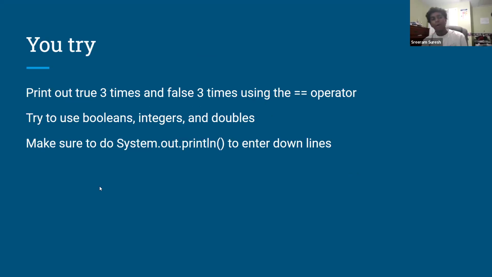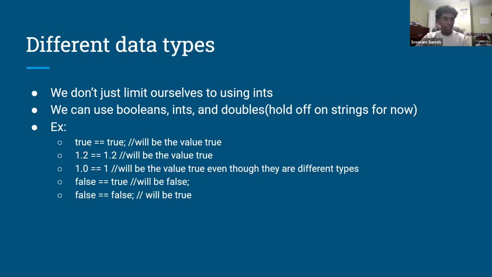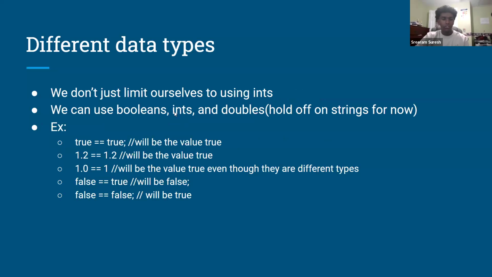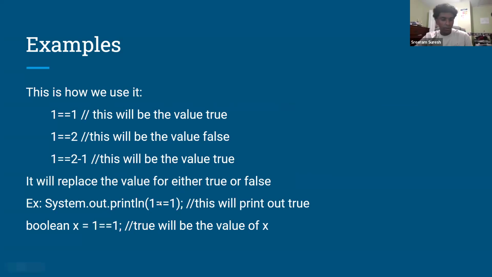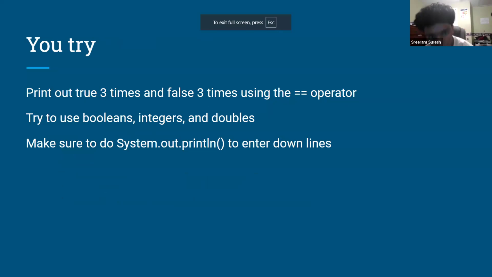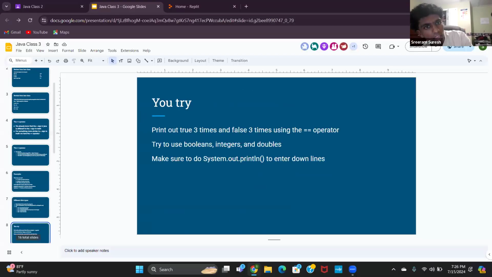So now I want you to go ahead and try this on your own. I know I just gave you a lot of information, but be sure to look back at the slides if you need help. I want you to print true 3 times and print false 3 times using the equals to operator, and try to use booleans and doubles. If you're confused about what I mean by print true, print false, just look back here. Remember, when I say system.print 1 equals 1, that will be true. If I did system.print 1 equals 2 and you print that out, that'll be false. So that's what I mean by print out true 3 times and false 3 times using this operator. Go ahead and try to attack that on your own in Replit.